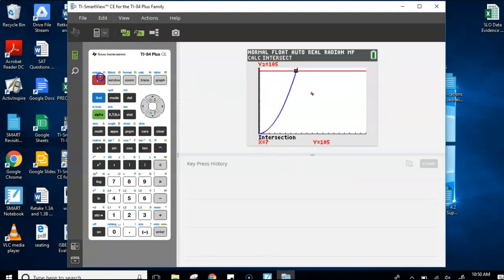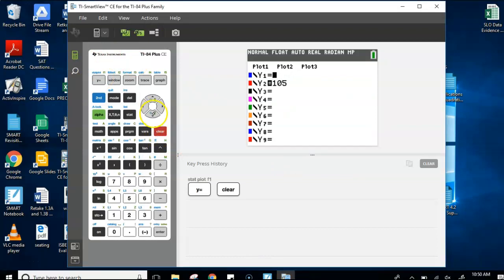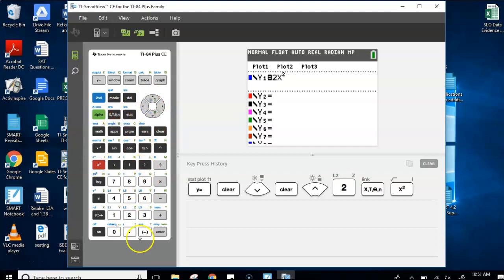Now hopefully you reset your calculator before you started your test so you don't have all this weird stuff going on. That's the best way to start your problem. Or your day, actually, is to do that.